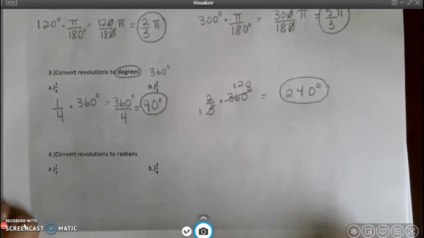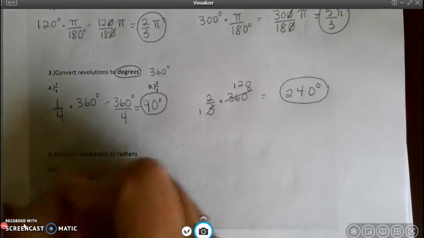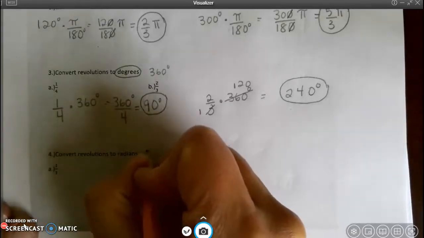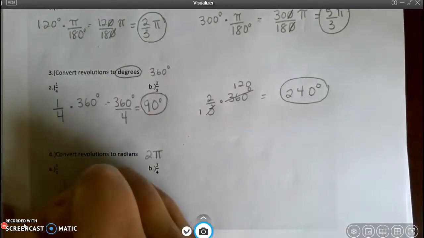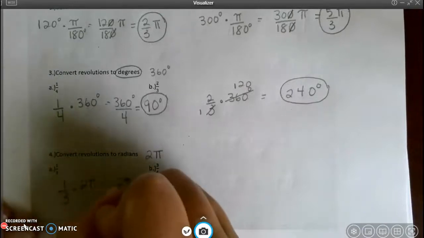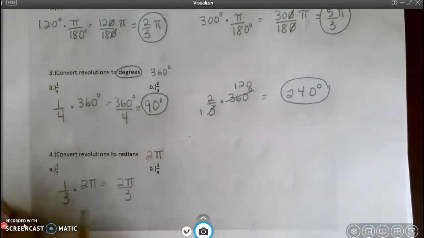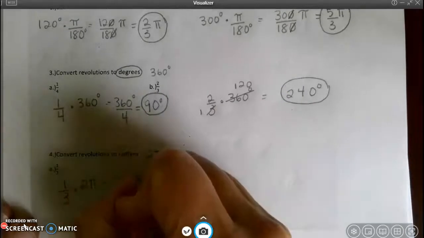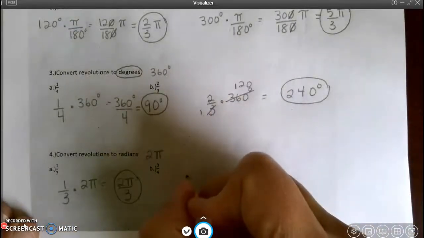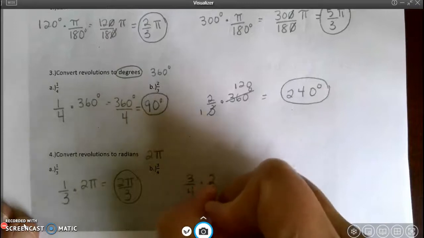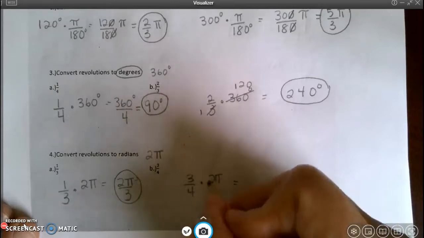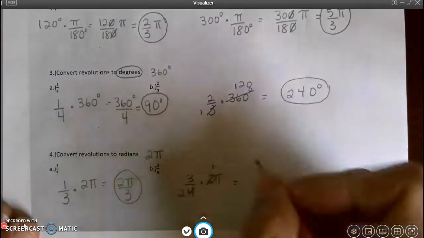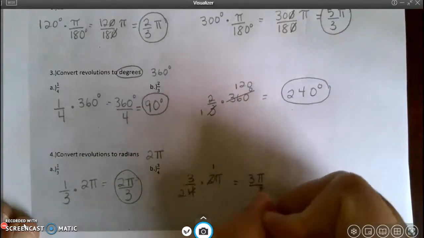For number 4, we're going to convert revolutions to radians. And radians, remember, a full circle or a full revolution is 2 pi. So I'm going to have 1/3 times 2 pi, which is simply 2 pi over 3. Remember, when we multiply with fractions, it's just multiply the numerator, multiply the denominator. Letter B, I've got 3/4 times 2 pi. And I know that 2 over 4 becomes 1/2. So I'm left with 3 pi over 2.